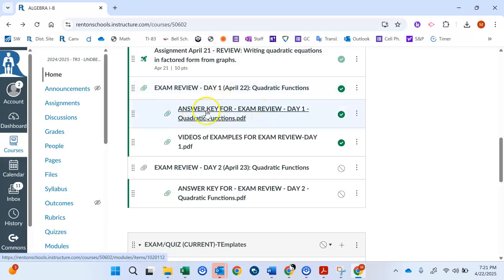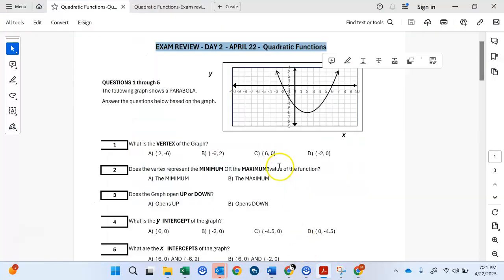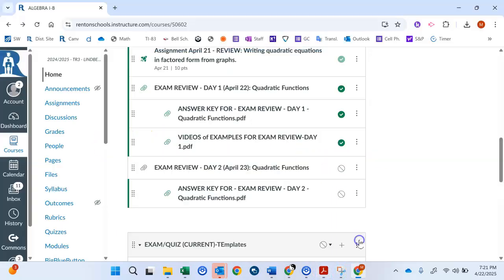This is an answer key. It only has answers. So try the question first. You go here, you try question number 1, what you think the answer is, and then you go back to Canvas and you check your answers over here.